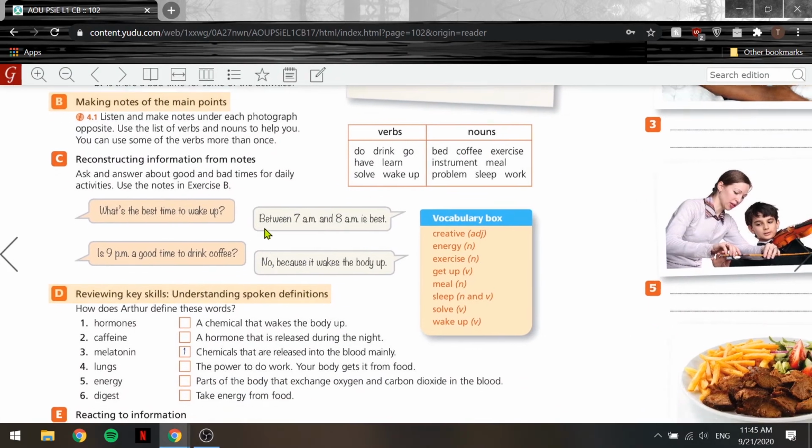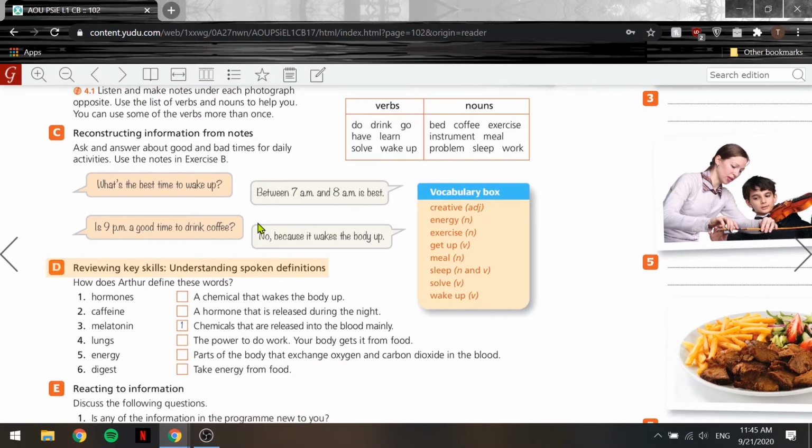Let's take a look at exercise C. Reconstructing information from notes. So you guys remember the notes that we just took? Now we're going to sort of ask ourselves questions about said notes. So ask and answer about good and bad times for daily activities. Use the notes in exercise B. So why is 9 p.m. a bad time to drink coffee?